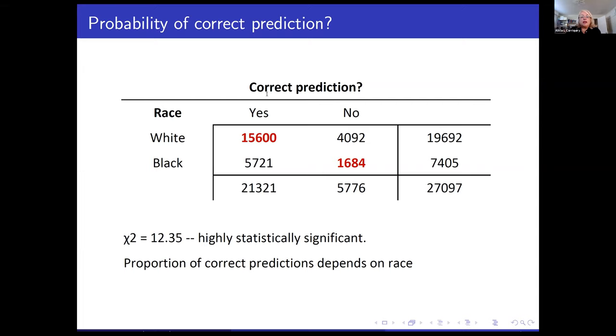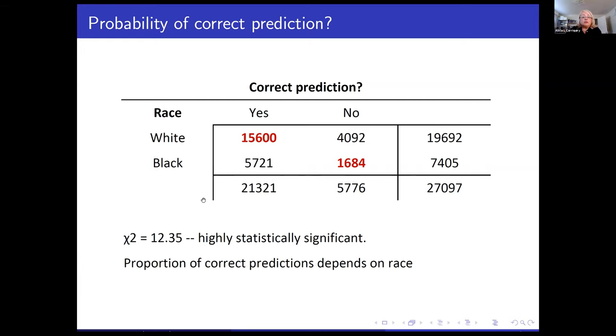Of those, some of them were predicted to be low risk, some of them were predicted to be high risk, and then their behavior was observed. And so the question is, were the predictions correct equally for the two races? Well, 1,500 out of about 19,000 white people were correctly predicted, either low or high risk, and about 4,000 were incorrectly predicted. It turns out that among the blacks, there was a much lower proportion of individuals that were correctly classified. So only 5,700 in 7,400.